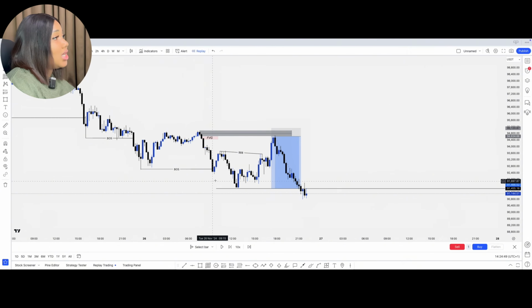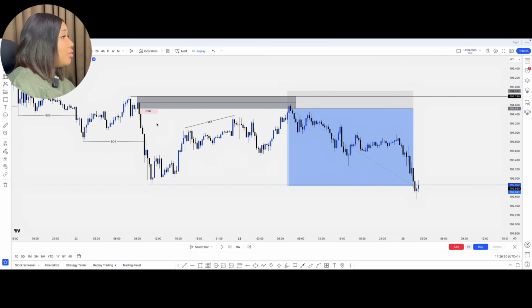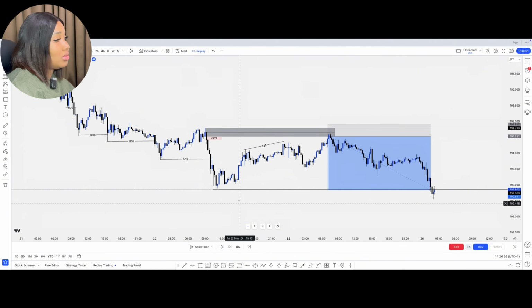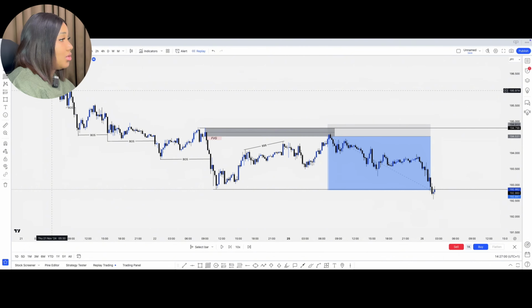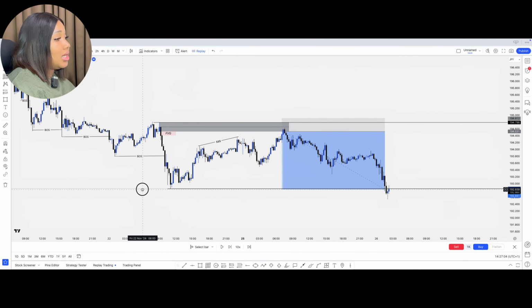Let me also show you guys another example. This is another beautiful entry, a sell on GBP JPY. This particular trade dished out a lot of funds for me. Now, the market is bearish. You can see break of structure to the downside, break of structure to the downside. And then when I was looking at the market, this was actually the most recent break of structure. You can see that clearly.